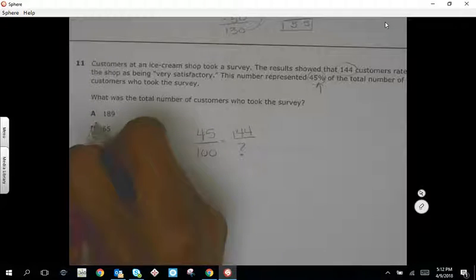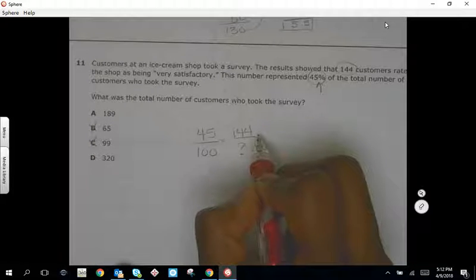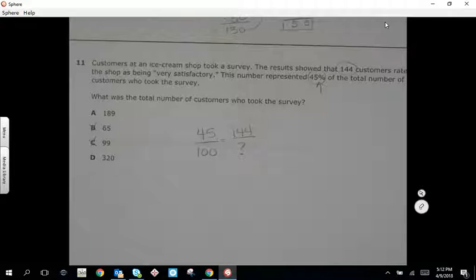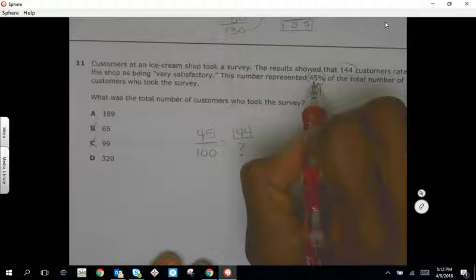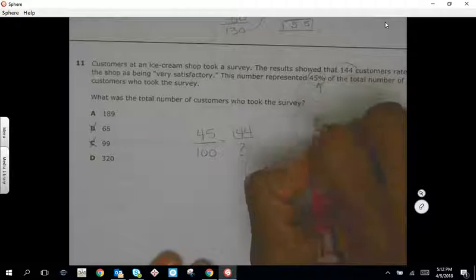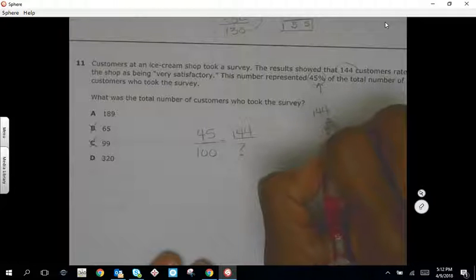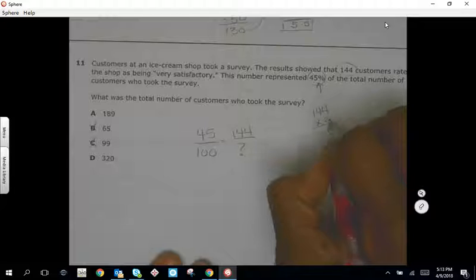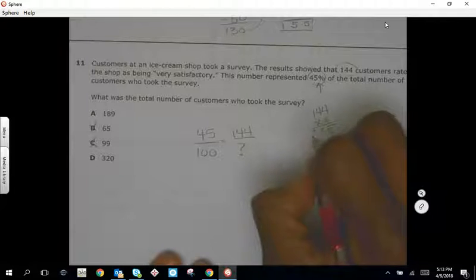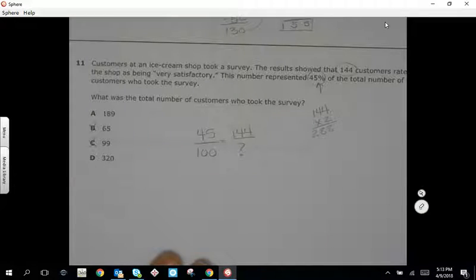So that means that B and C can't be my answer for a total, because that's less than the people who said yes, it was satisfactory. Here's what I know. 45% is less than half. If I took this 144, right, times 2, that would give me 288, and that's still only 90%. So really, I could go ahead and get rid of this one also, and my answer is 320.